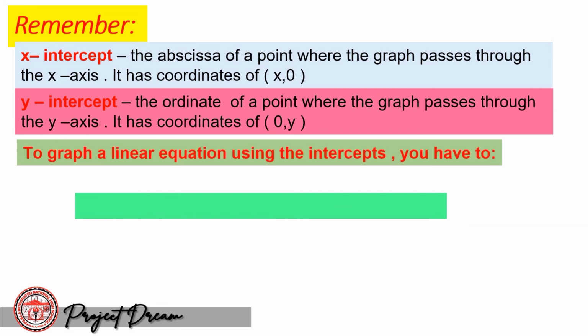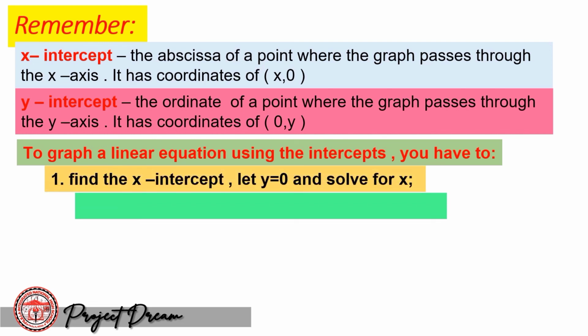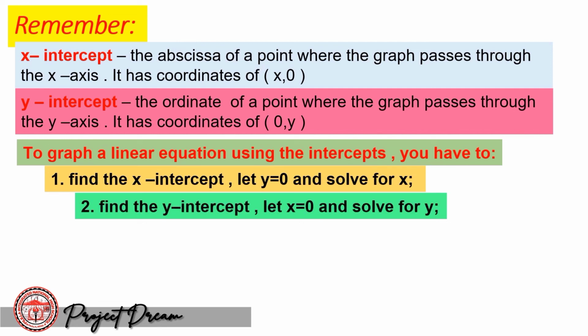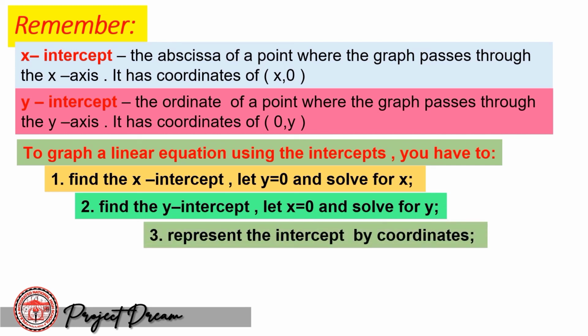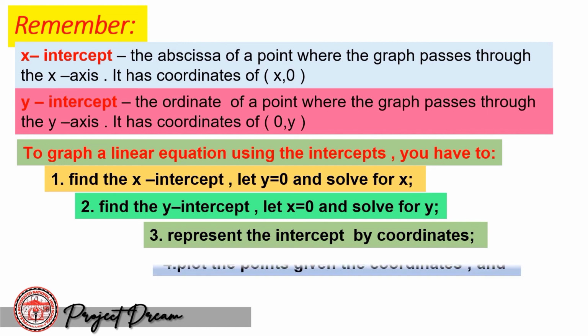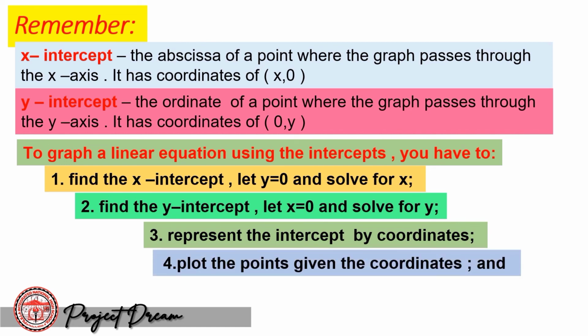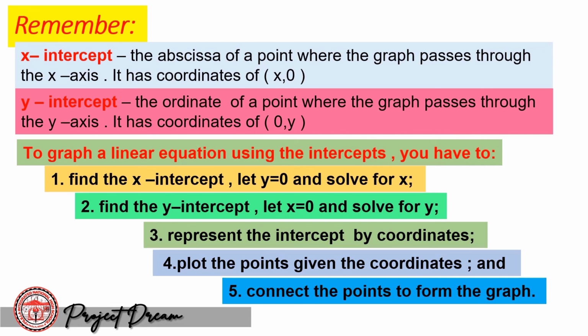And to graph a linear equation using the intercepts, first, find the x-intercept: let y equal 0, and solve for x. Second, find the y-intercept: let x equal 0, and solve for y. Third, represent the intercepts by coordinates. Plot the points given the coordinates, and connect the points to form the graph.